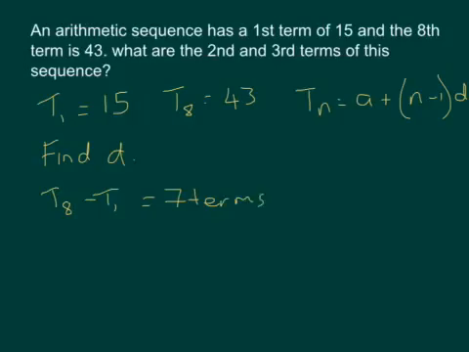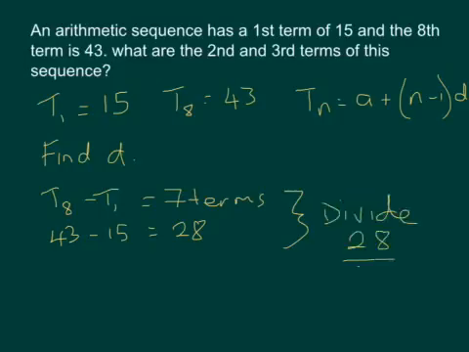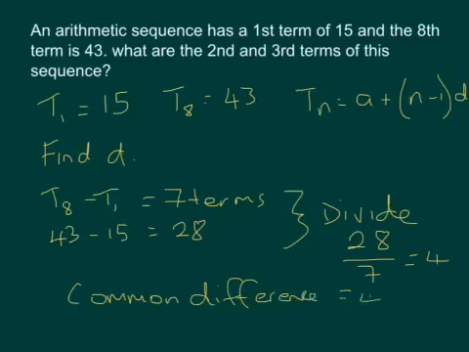The next thing we have to deal with is the actual variables. So, 43 minus 15, and that equals 28. Now, what you do then with these here is you divide them, okay? So, we divide 28 by 7, and that equals 4. So therefore our common difference in this situation here is 4. And we're going to use this in the next part of the problem, which will go on the next screen.